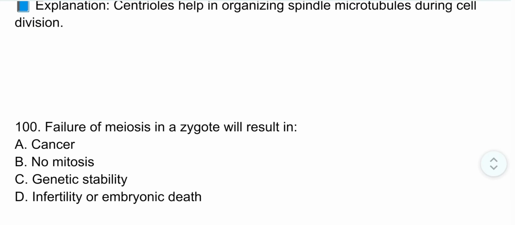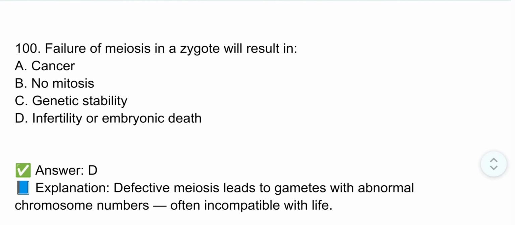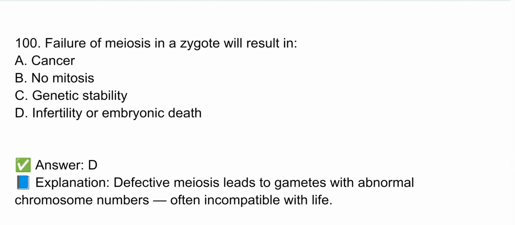Question number 100. Failure of meiosis in a zygote will result in. The correct option is option D, infertility or embryonic death. Defective meiosis leads to gametes with abnormal chromosome numbers, often incompatible with life.